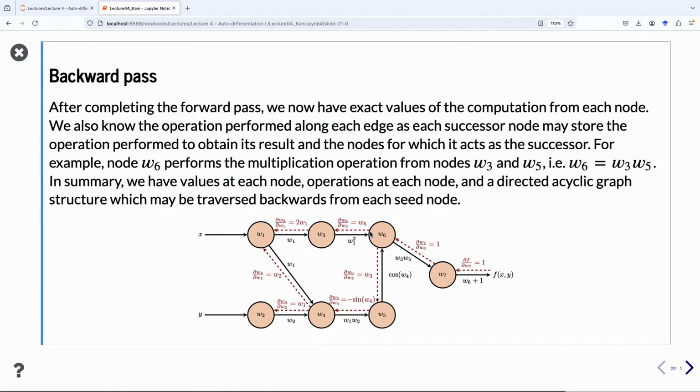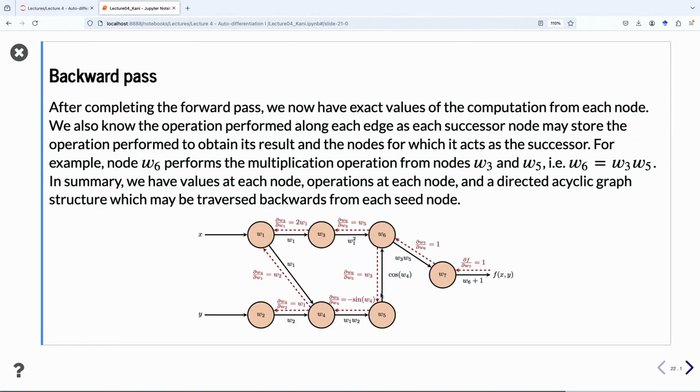W6 was the multiply operation, right? It multiplied 2 inputs together to get the multiplication of those 2. So what do we have to do? We have to create backward edges for each of its inputs and take the derivative of W6 with its first input, which is W3. So we take the derivative of W3 times W5 with respect to W3, and what do we get? We get W5. Same thing here, is that we take the derivative of W6 with respect to W5, and what is that? Well, W6 is equal to W3 times W5, so the derivative would be W3.